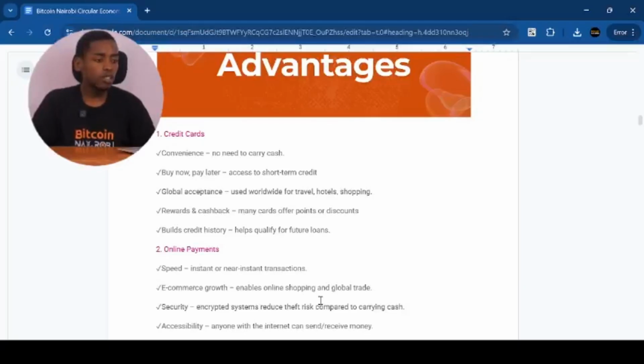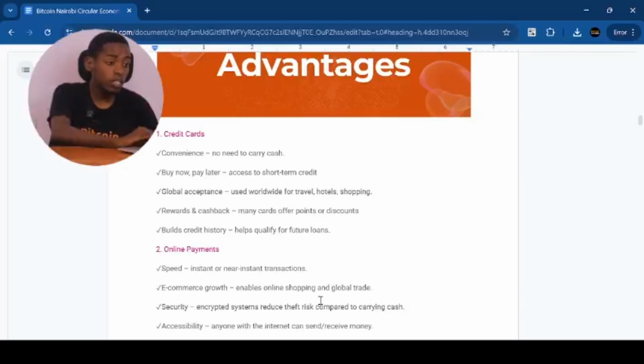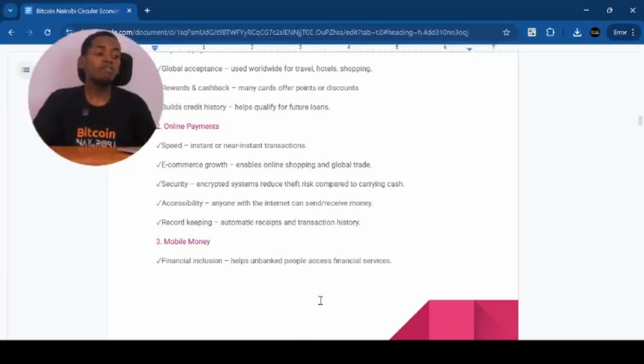Most tourists actually use credit cards when they're traveling. Also, rewards and cashbacks. When you use your credit card more, the bank gives you loyalty points, as you know. So many cards offer points or discounts. It also builds a credit history, which helps you qualify for future loans. If you go to a bank, they check how you spend your money or use your credit cards, and they see if you qualify for loans. That's how the credit card advantages work.